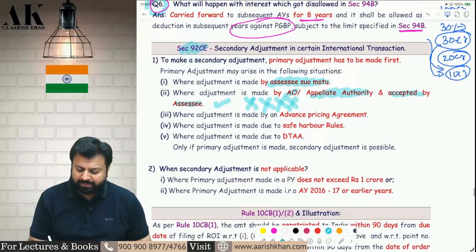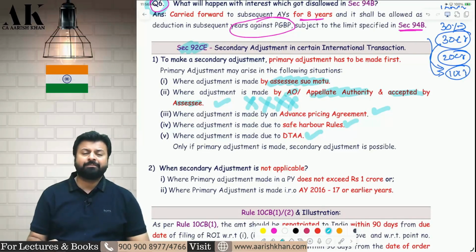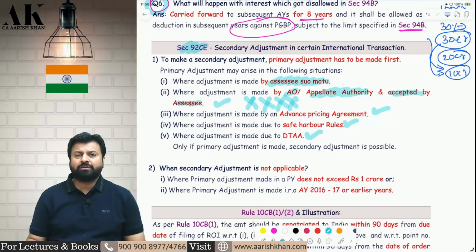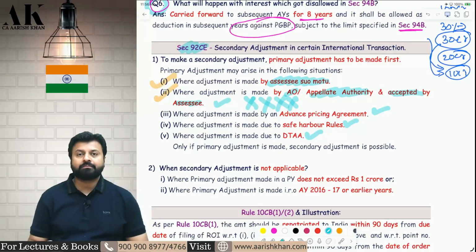Third, primary adjustment can also happen because of an advance pricing agreement. Primary adjustment can also happen because of the safe harbor rule. It can also happen because of DTAA. There are multiple reasons because of which primary adjustment can apply, but the first and the second are more important academically.